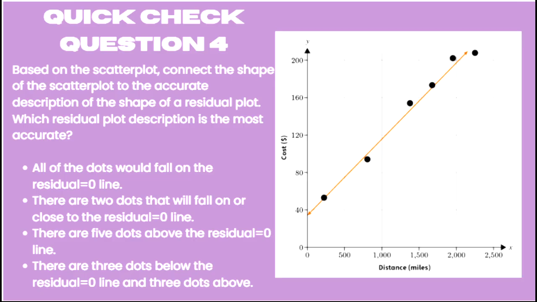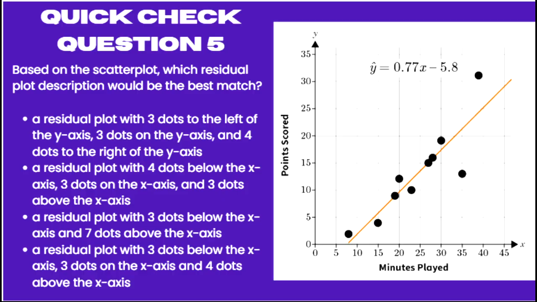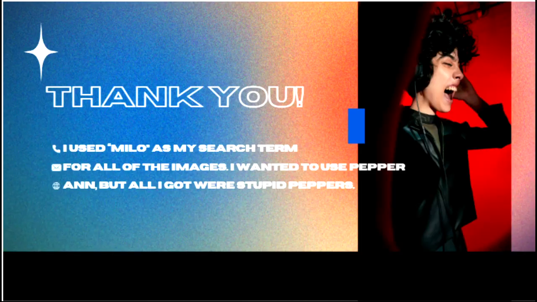Quick check question number 4. Based on the scatter plot, connect the shape of the scatter plot to the accurate description of the shape of a residual plot. Which residual plot description is the most accurate? Okay, you can do this. It's going to tie to this. And based on the scatter plot, which residual plot description would be the best match? You can do this. I believe in you.